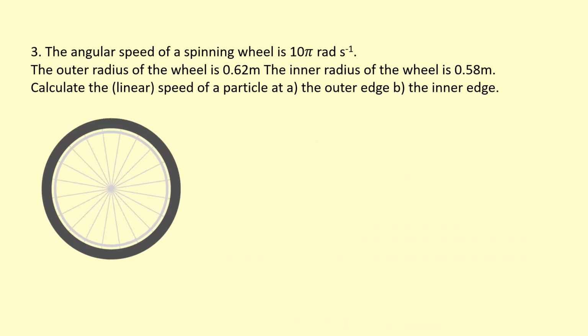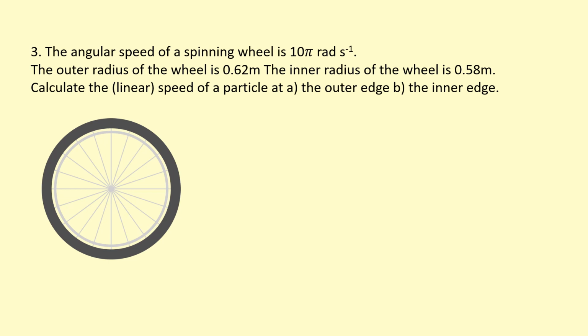The angular speed of a spinning wheel is 10 pi radians per second. That's basically like 5 complete circles in 1 second. The outer radius of the wheel is 0.62 meters and the inner radius is 0.58 meters. Calculate the linear speed, so that just means normal speed in meters per second, at the outer edge and at the inner edge.